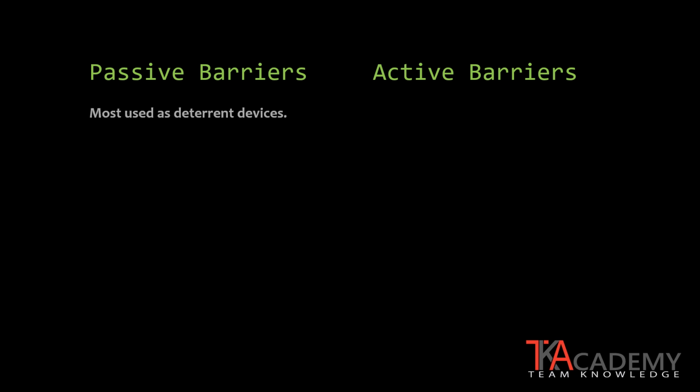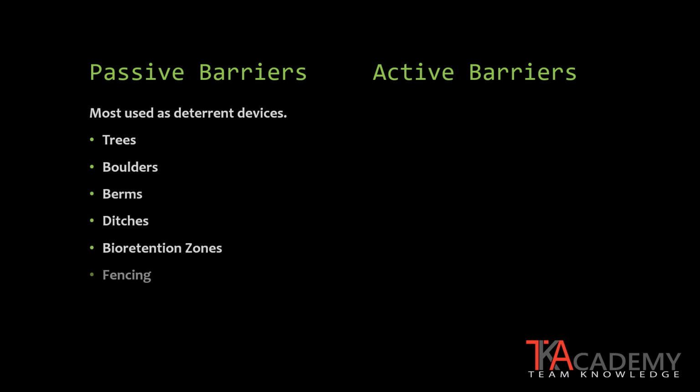Passive barriers are mostly used as deterrent devices. They can include trees, boulders, berms, ditches, bioretention zones, fencing, bollards, and walls. Notice that these are all stationary items. There are no moving or operational parts as compared with active barriers.